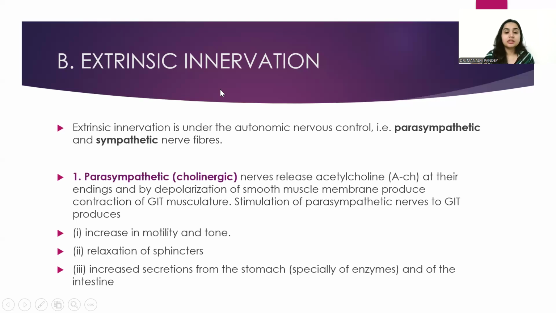The extrinsic innervation is under autonomic nervous control, that is parasympathetic and sympathetic. Parasympathetic or the cholinergic nerves release acetylcholine at their endings by the process known as depolarization of smooth muscle membrane, which produces the contraction of the GIT muscles. Stimulation of parasympathetic nerves to the GIT produces an increase in motility and tone, relaxation of sphincters, and increased secretion from the stomach, especially of various enzymes, and of the intestine.